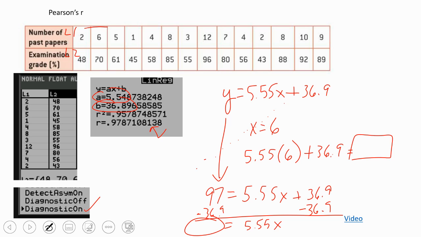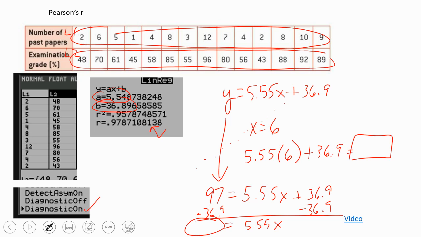Anything that is outside of the range of these values, so anything bigger than 12, smaller than 1, I don't know how you have smaller than 1, I guess 0. And anything outside of 96 and lower than 43 would be called extrapolation, and it makes the data not reliable. Anything in between is called interpolation. Inter means between. So I have strong positive correlation. So if I stay in that range, then my data is reliable.